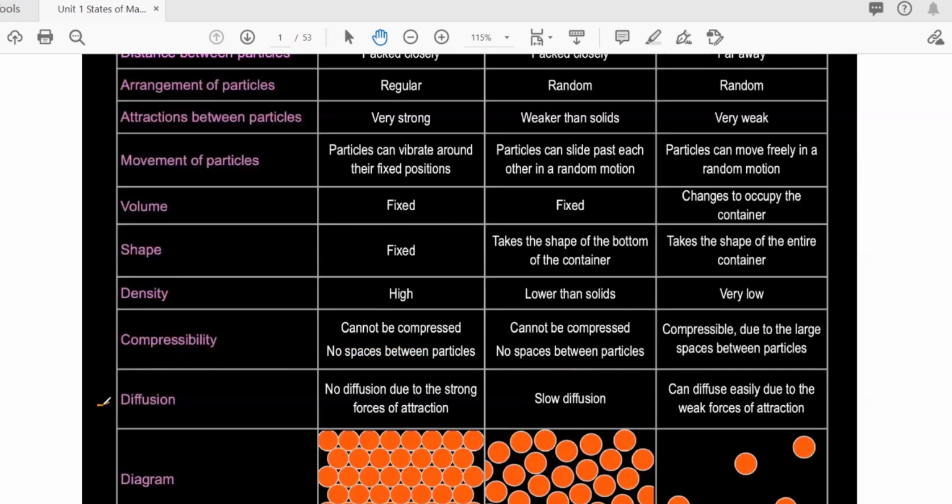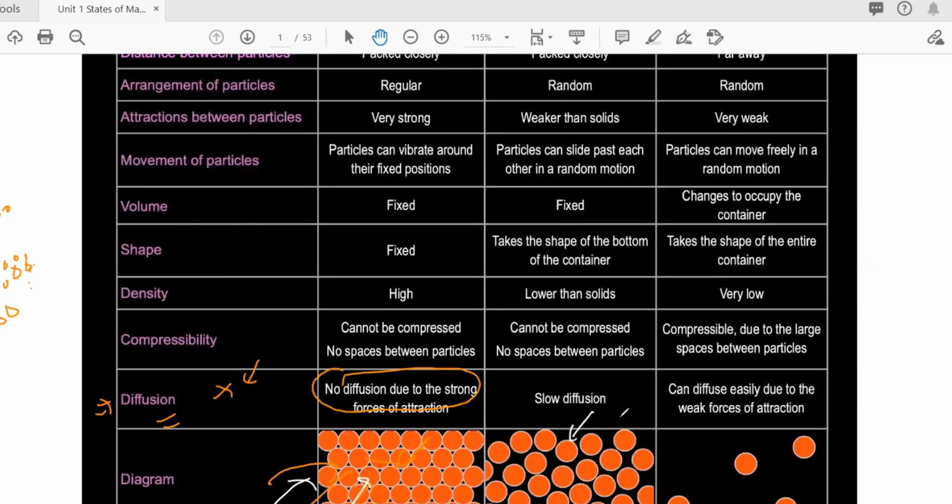After that, the second last one is diffusion. Diffusion means when two things are mixed with each other. You have substance A and substance B, and they mix with each other in such a way that they look like one. That's known as diffusion. Solids cannot diffuse easily. Why? Because they do not have gaps inside them. So how can another solid come and take their space? It's not easy for them.